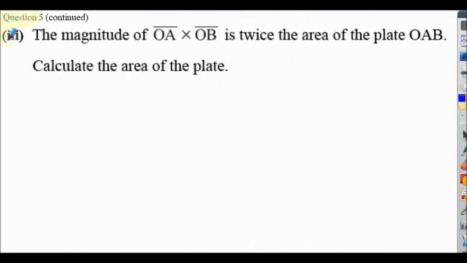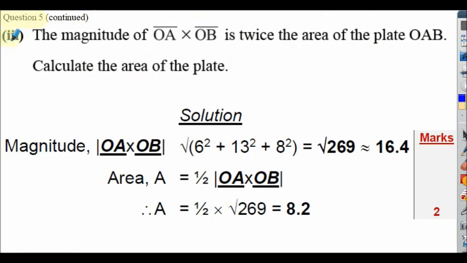Question 5, part 3. We're informed that the magnitude of vector OA crossed with vector OB is twice the area of the plate OAB. So we've got to calculate the area of the plate. Again, full-work solution shown on the following slide. Question 5, part 3. Here's the solution to calculate the area.